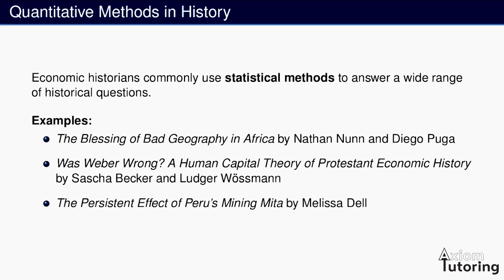The second paper mentioned here is A Human Capital Theory of Protestant Economic History by Sascha Becker and Ludger Woessmann. They explore one of the most famous hypotheses relating the Protestant ethic and development, but this time using county-level data gathered by the Prussian administration. And so that illuminates this question that a lot of people have written about.